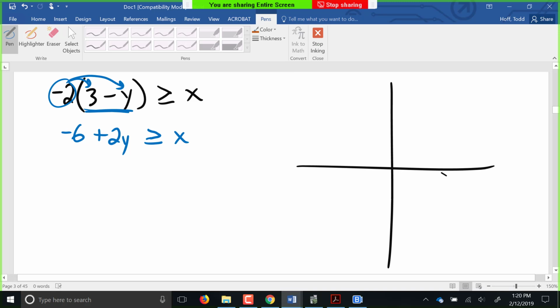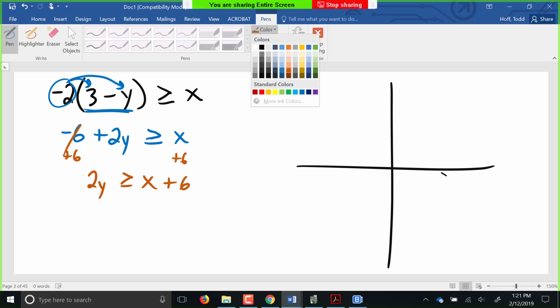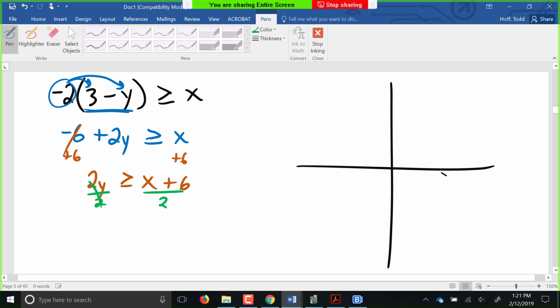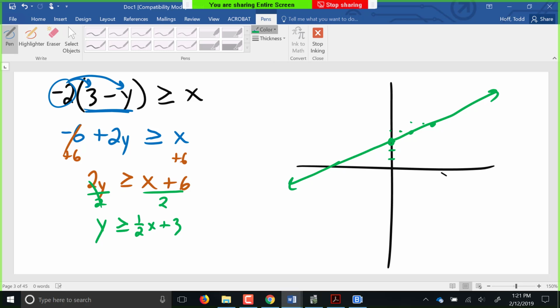How do we continue from there? Add 6. To give us what? 2y is greater than or equal to x plus 6. What's next? Divide by the 2. Good. To get y greater than 1/2x plus 3. Good. So we'll start at 3, up 1 over 2. Solid or dashed? Solid. Guesses, are we going to color in above or below? Above. That would be my guess, too.